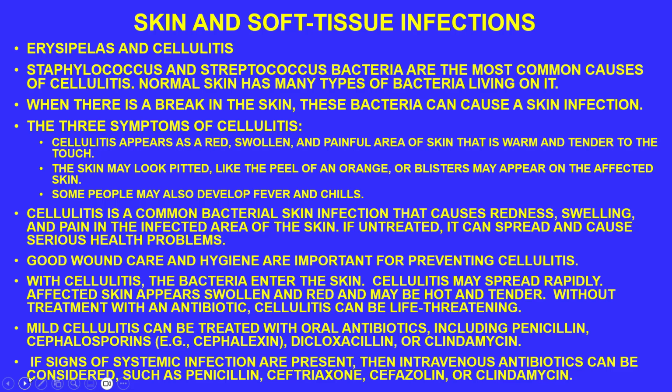The cellulitis appears as a red, swollen, and painful area of skin that is warm and tender to the touch. The skin may look pitted, like the peel of an orange, or blisters may appear on the affected skin. Some people may also develop fever and chills. Now, cellulitis is a common bacterial skin infection that causes redness, swelling, and pain in the infected area of the skin. If untreated, it can spread and thereby cause serious health problems. The key point here is good wound care and hygiene are important for preventing cellulitis.